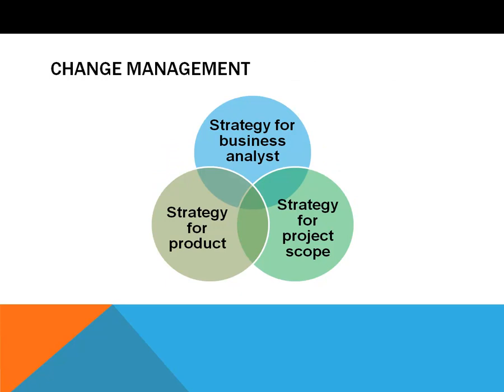Change management is really about 3 specific activities: creating a strategy for the business analyst, a strategy for the project scope, and then a strategy for the product. And these are all reliant on one another.